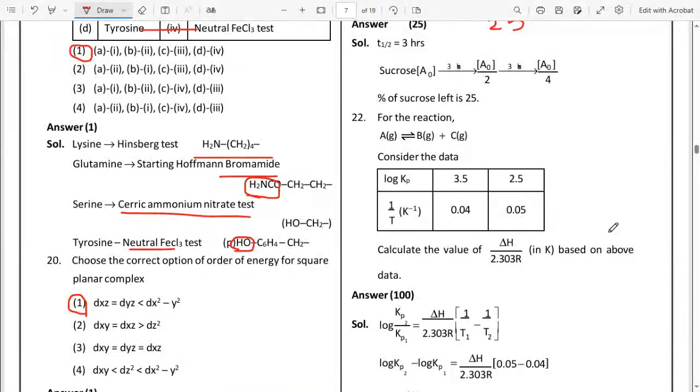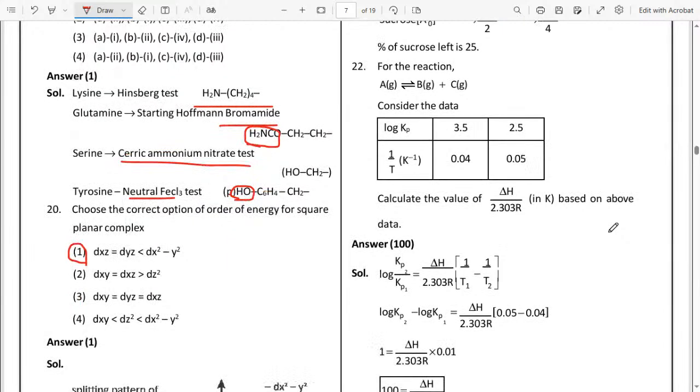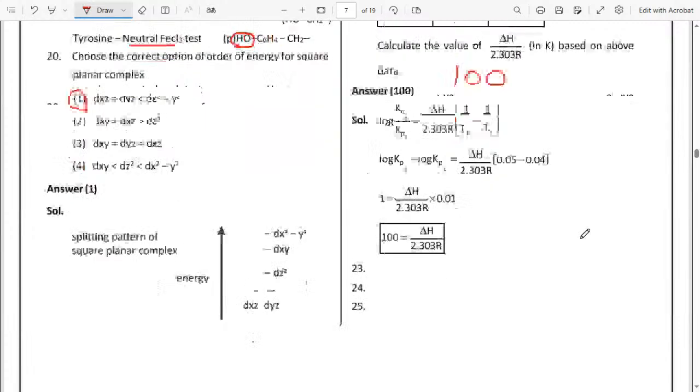Find the reaction. A gas gives rise to B plus C gases. Consider the data. Data is given. Calculate the value of delta H by 2.303 R ln K based on above data. Answer is 100. Yes friends, enter 100 number. Dear students, as I said, this question paper is based on memory based questions, right? Some of the questions were not obtained, so question number 23, 24, 25 are kept blank.